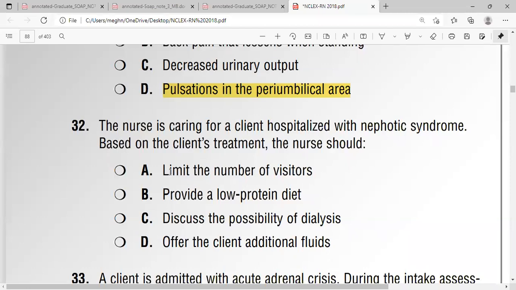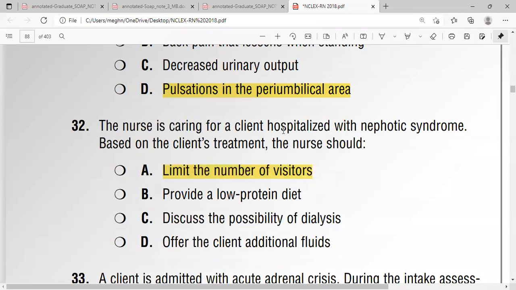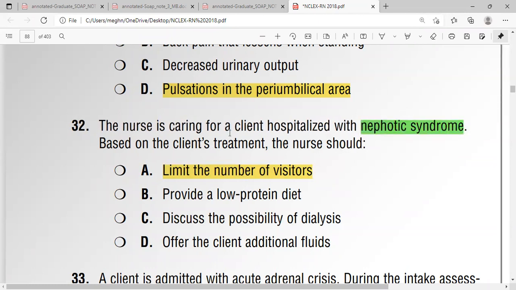So the correct answer is limit the number of visitors. The nurse is caring for a client hospitalized with nephrotic syndrome. This is my diagnosis. Because of the client's treatment, the nurse should limit the number of visitors. Why? The client with nephrotic syndrome will be treated with immunosuppressive drugs, so limited visitors will decrease the chance of infection, and preventing infection is the top priority.